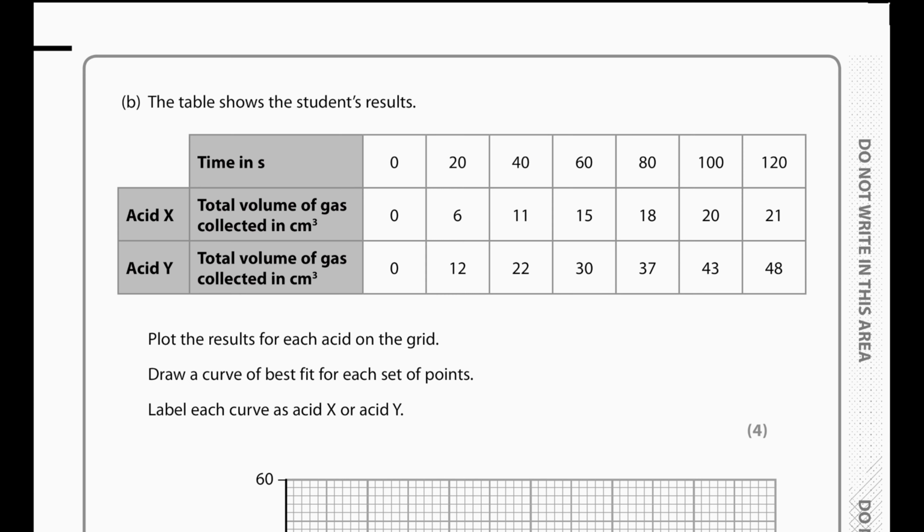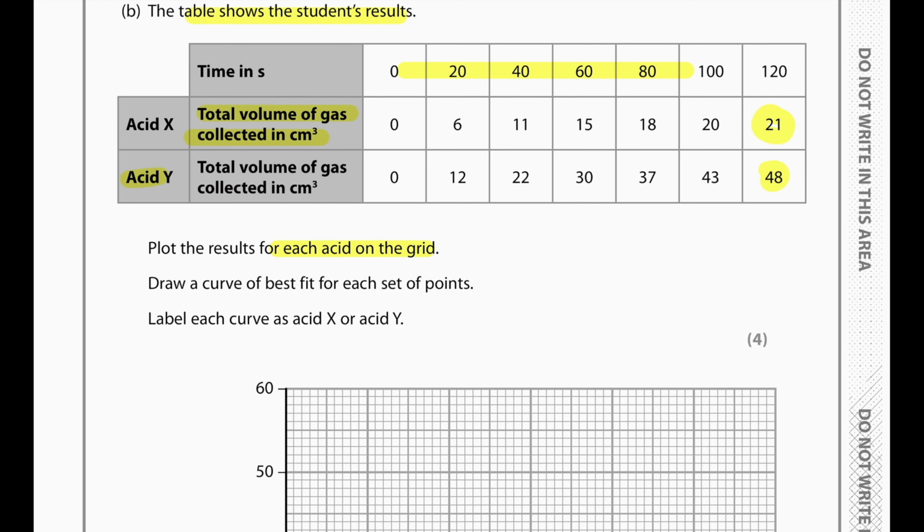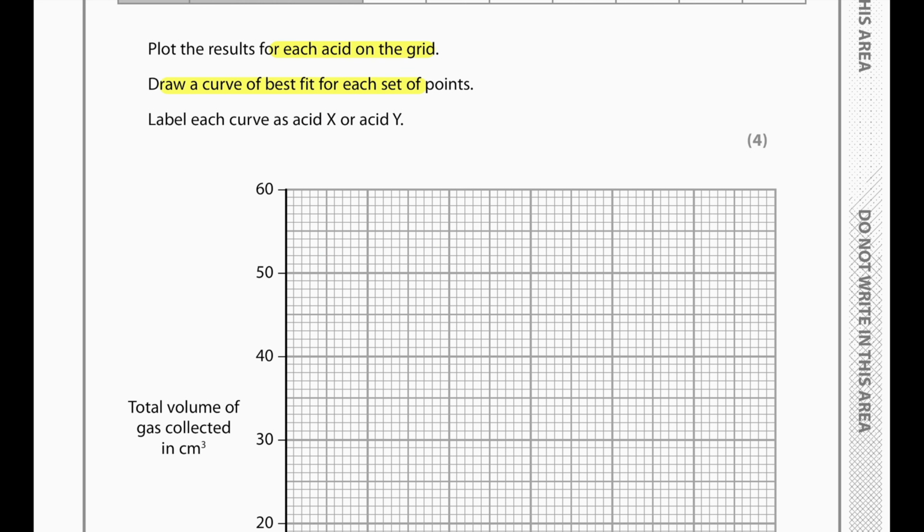The table shows the student's results. So time in seconds is given, and the total volume collected in that particular time. For acid X it is 21 and for acid Y it's 48. Plot the results for each acid on the grid. Draw a curve of best fit for each set of points.